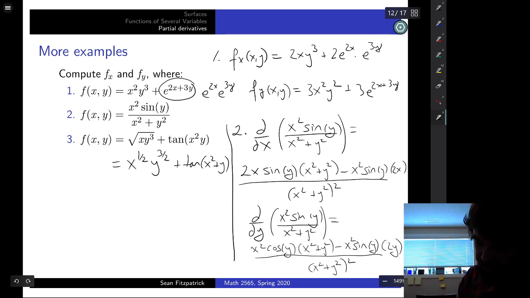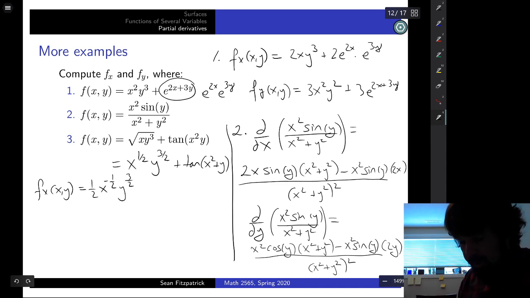Okay? So if I do that, then for the x derivative, I just need power rule for that first term, right? I get 1/2 x to the minus 1/2 y to the 3/2, right? I just leave the y part alone. Oh, that's x squared times y.